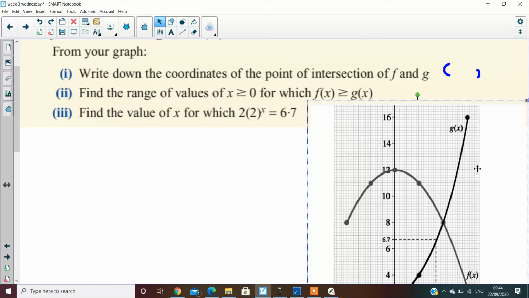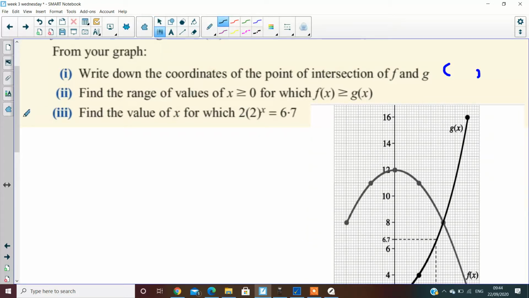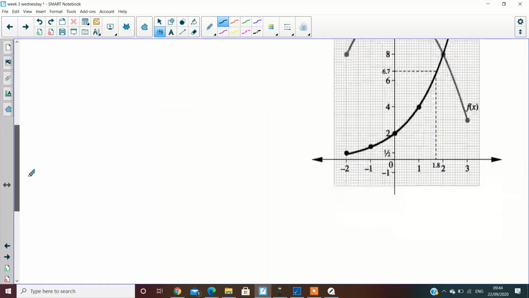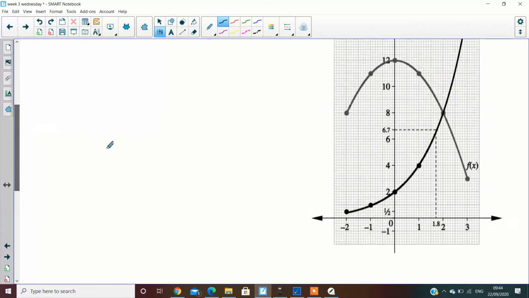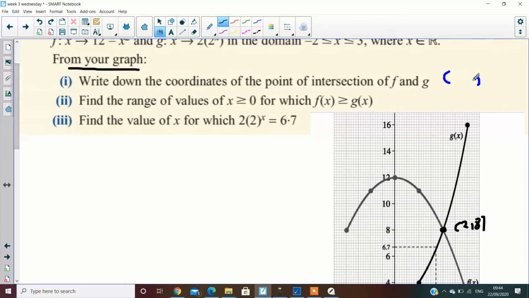Write down the coordinates of the points of intersection using your graph. So where's the first point of intersection, does anybody see? It's probably here, isn't it? I think that's the only one I see. So what point is it? Did everybody get 2, 8? Okay. 2, 8 is the point of intersection. Happy days.